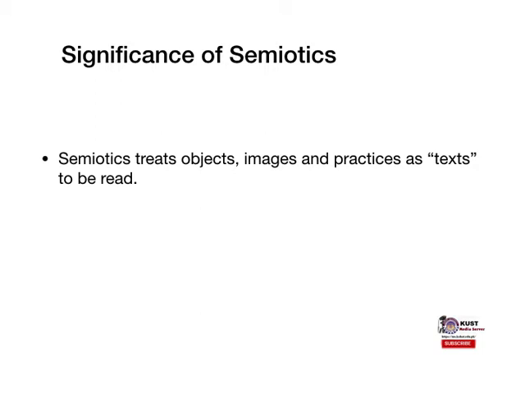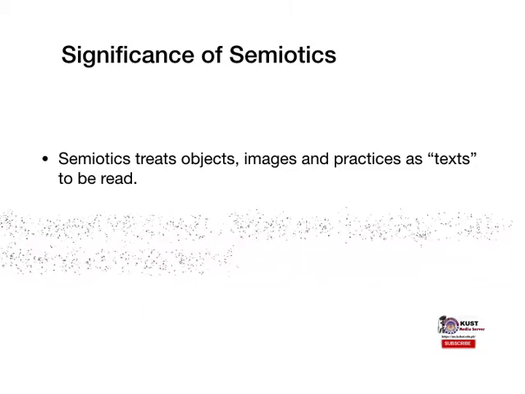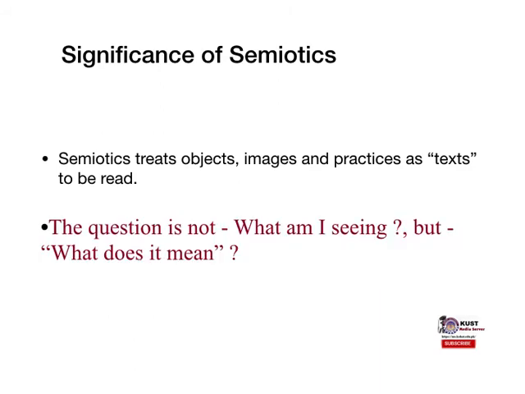Even if you look at a statue, whose statue is it? Why is it placed here? Does it have any cultural significance? Is it promoting colonialism and the colonial past, or is it about the resistance we had back then against the imperial powers? So, what is the object trying to tell you? That's what semiotics is all about. The question is not what I'm seeing, but what does it mean?